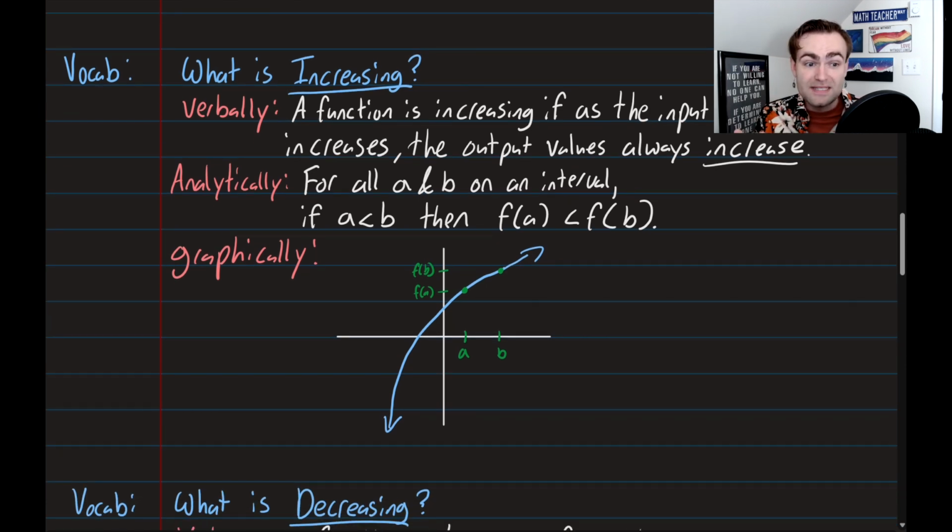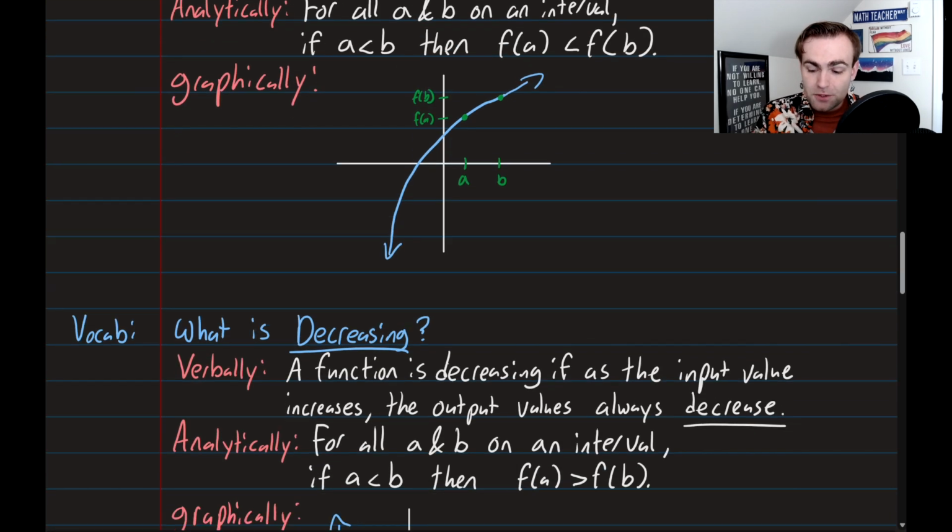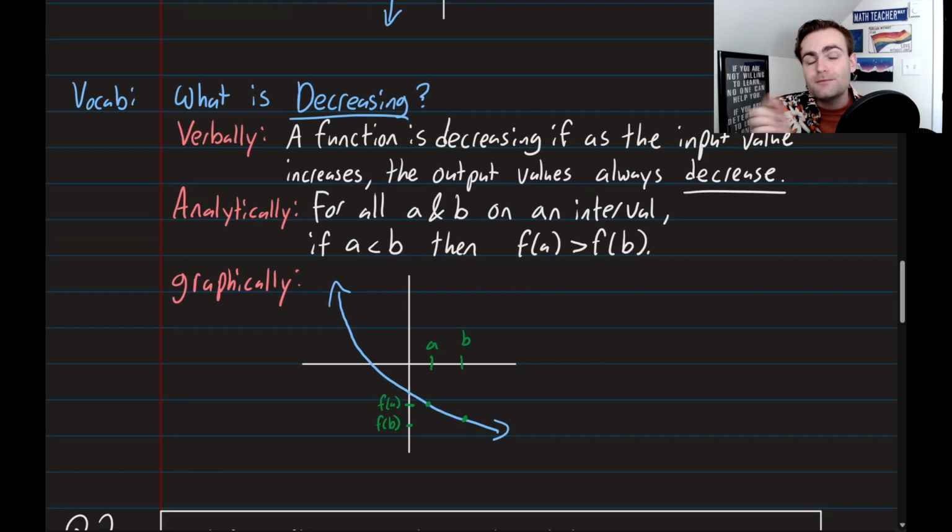So what would decreasing be then? Well, it would be the opposite. A function would be decreasing if we increase the input, but the output decreases. So for an interval, if we have a and b again, where a is less than b, if I input a, and then I input b, whatever I got from a should be bigger or greater than whatever I got from b. Graphically, what that looks like is the curve should be going down from left to right.